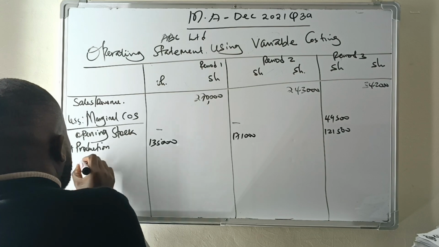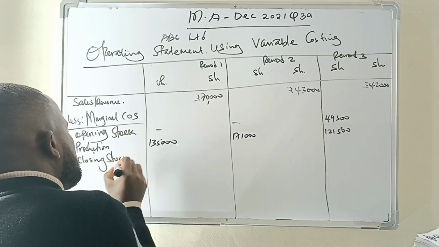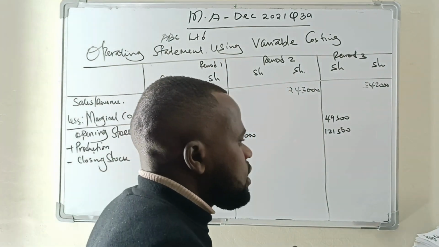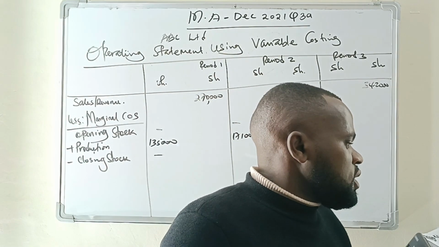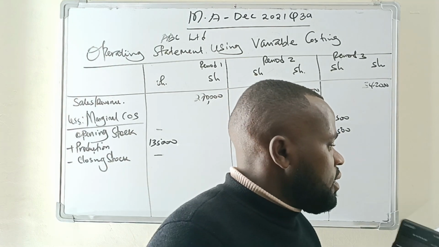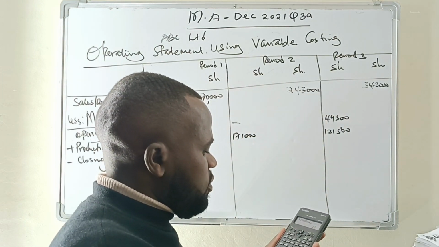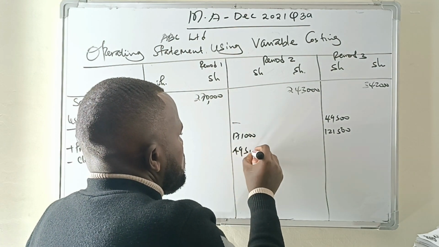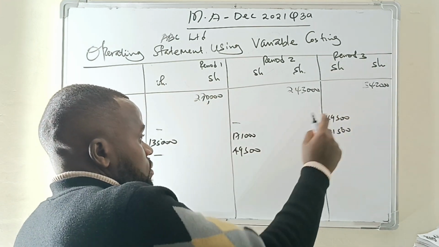Then you less the closing stock. Closing stock in period 1: we produced 30,000 and we sold 30,000, so there is no closing stock. That's why it is a dash. Period 2, we produced 38, we sold 27. 38 less 27 sold, we have a balance of 11. So that is why you can see closing stock of 11,000. You multiply by 4.5 and you get 49,500. That is why it is the opening stock in period 3.